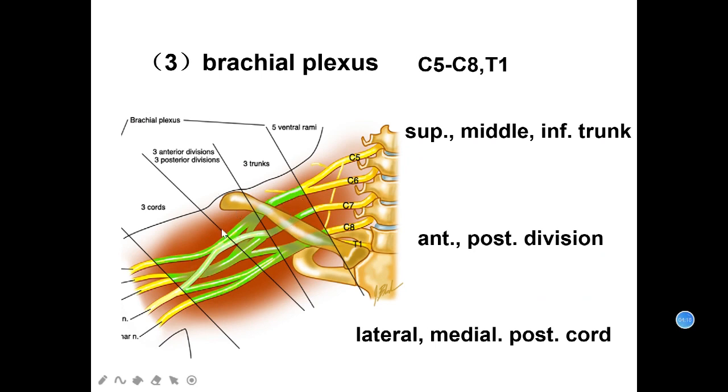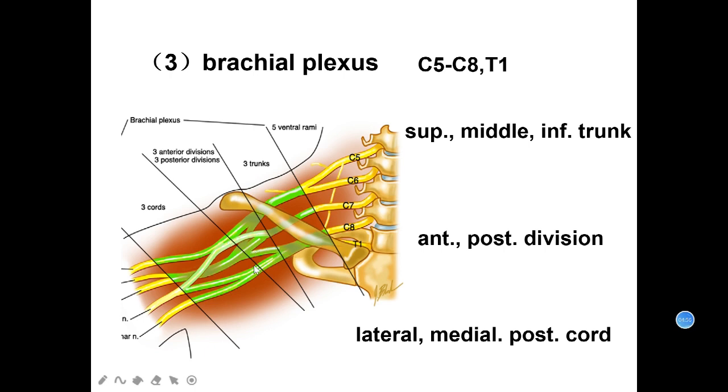The brachial plexus is a big nervous plexus. It's formed from the C5 to T1 nerves. At the beginning, it forms three trunks: superior trunk, middle trunk, and inferior trunk. Superior from C5 and C6, middle from C7, inferior from C8 and T1. Then each trunk divides into two divisions: upper trunk, anterior division, posterior division; middle trunk, anterior division, posterior division; lower trunk, anterior division, posterior division.